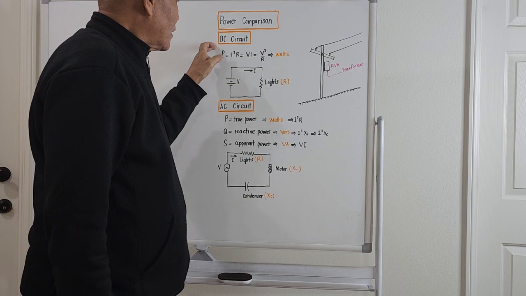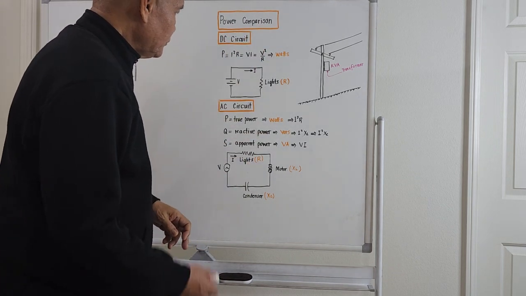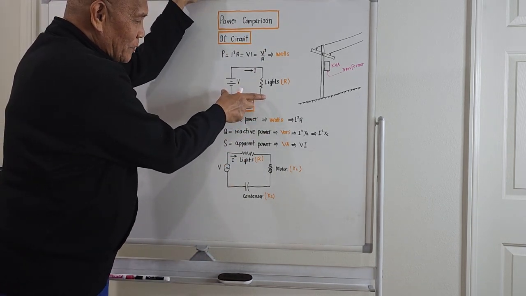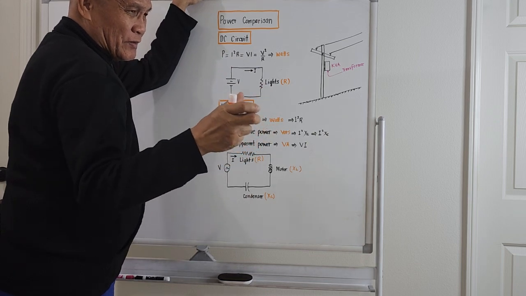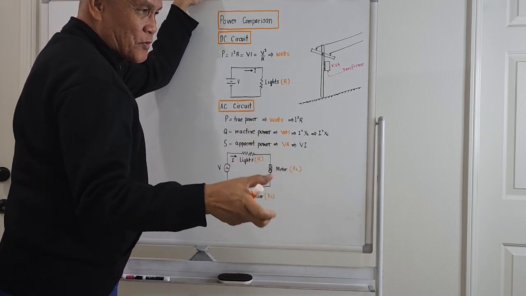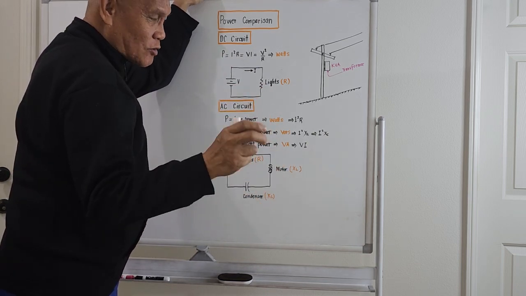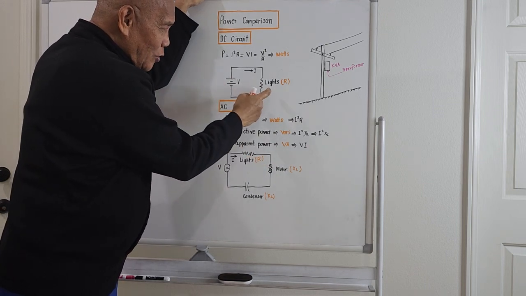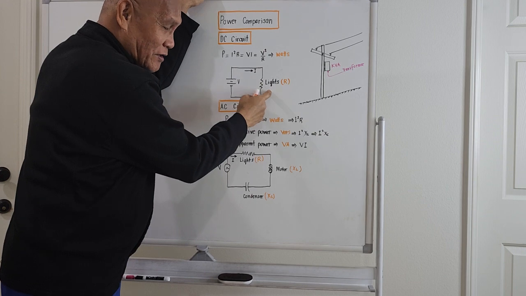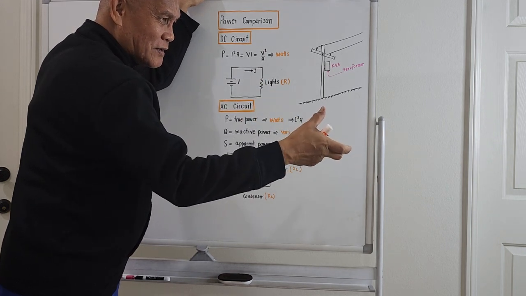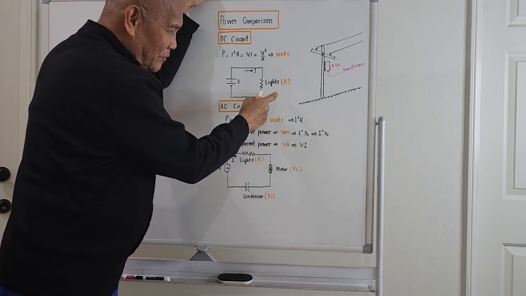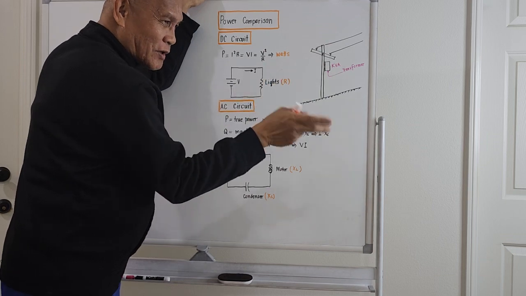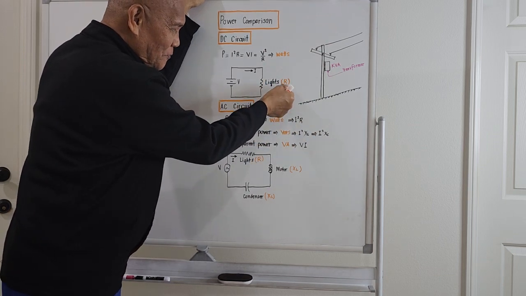For a direct current circuit, the figure will be something like this. The circuit is just simple. It just comprises a battery and the load are lights. It's just simply lights. The designation for the lights, the load, is simply R.